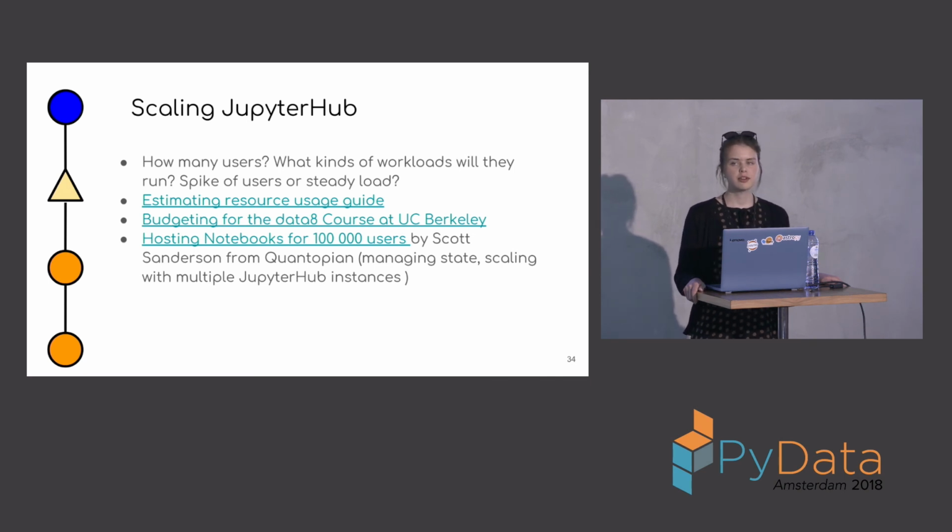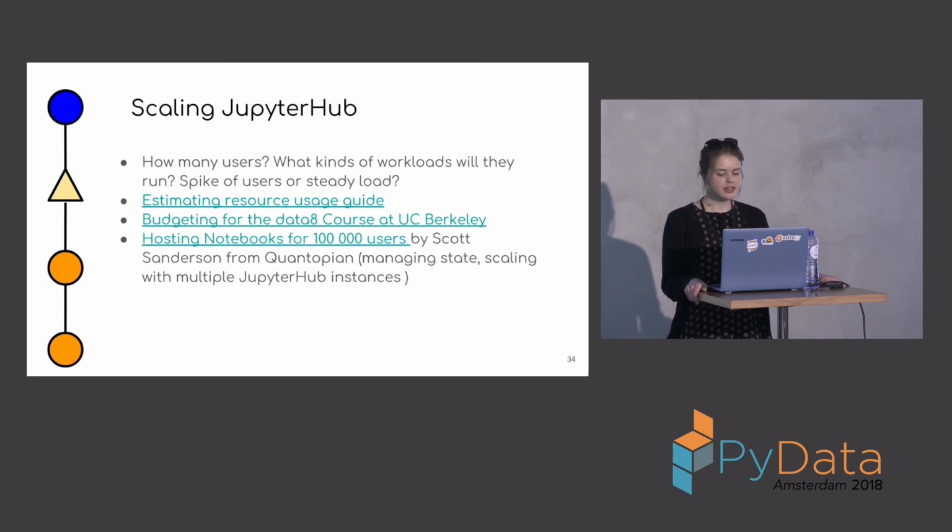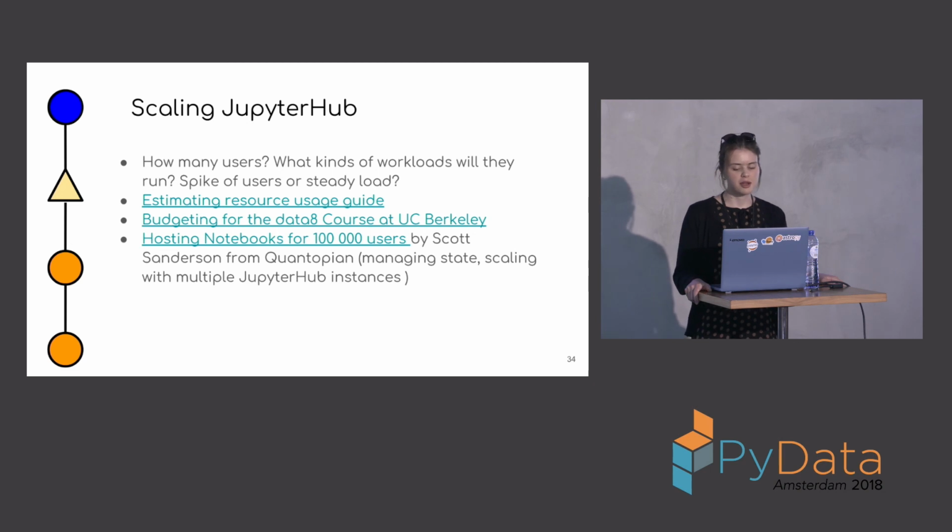I don't know how many of you have heard about Quantopian, but it's a community for doing algorithmic trading in Python, and they run their data science infrastructure on JupyterHub. In this talk, he talks about running JupyterHub for 100,000 users. It's quite impressive. In addition to mentioning how they do scaling with multiple JupyterHub instances and load balancing users between different JupyterHubs, Scott also talks about managing state with Postgres. So definitely recommend watching this talk if you're planning to scale up JupyterHub to hundreds of thousands of users.